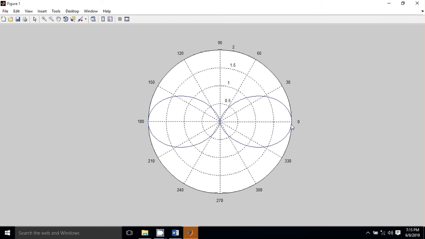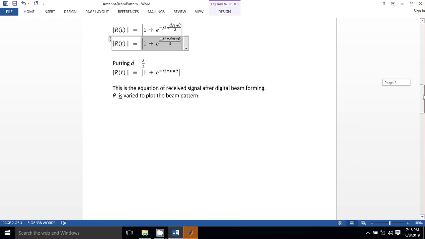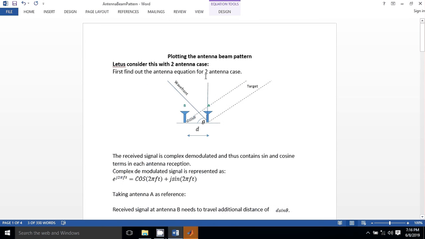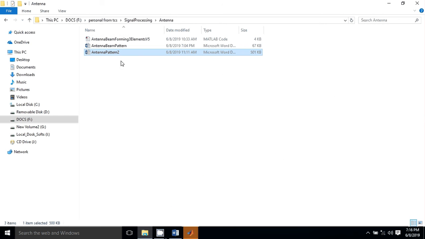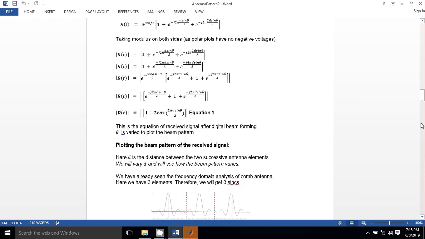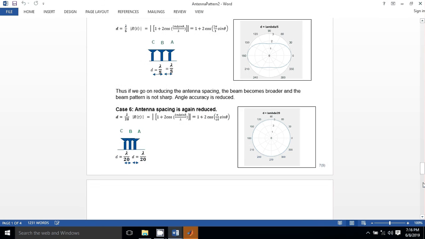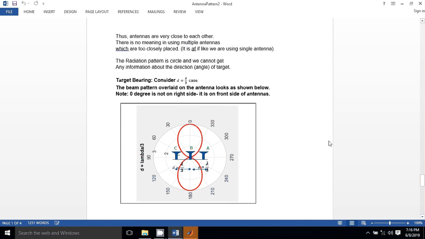So remember one thing, in our diagram, the 0 degree is actually the front side. So we can say simply this 0 degree is in this direction. This is the wavefront direction. So the beam pattern is something in this direction. I can show that to you once again. So it's something like this. This is the antenna beam pattern.